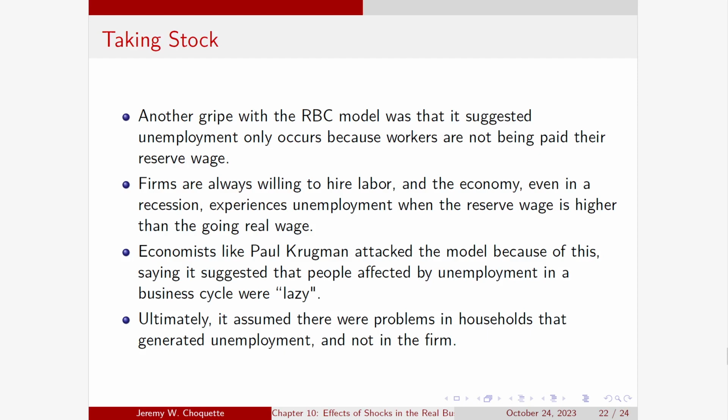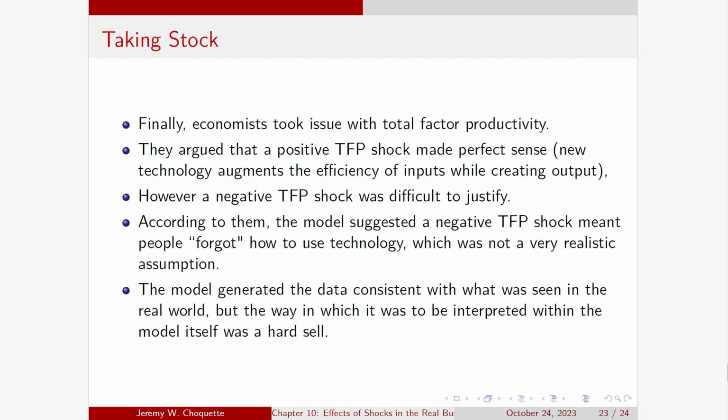So ultimately, what's going on here is it's assuming that there are problems in households that are generating unemployment, and there aren't problems in the firm. So the firm's like, hey, we're perfectly healthy and we're always willing to hire people regardless of what's going on. And if people don't work, well, it's because they're lazy or they're greedy and they don't want to work. It's kind of dumb. Whatever.